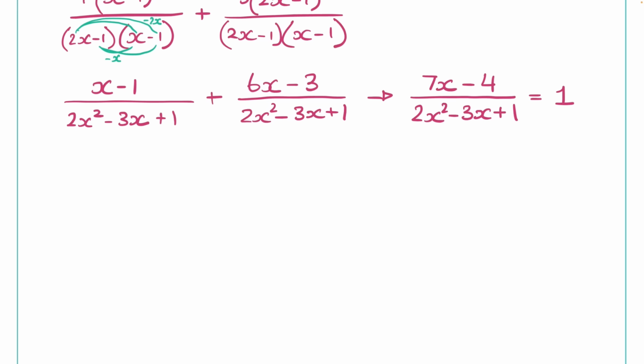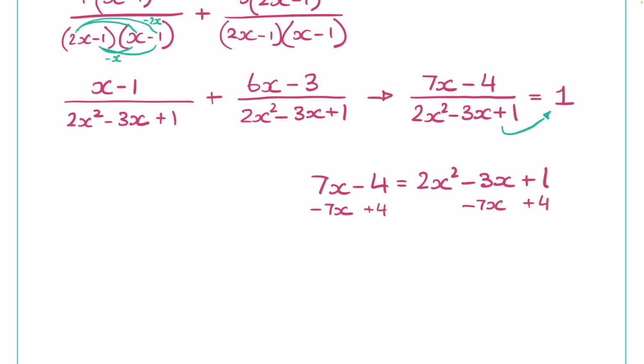Thankfully on the right it's only a 1, so we can times this denominator to the right and it will just be that denominator, because when we times it by 1 it doesn't change it. So we end up with 7x minus 4 is equal to 2x squared minus 3x plus 1. We can now make it equal 0. I'm going to move these pieces to the right, so I'm going to minus 7x and add 4. That's going to minus 7x from this 3x, and it's going to add 4 to the 1. That gives me 0 is equal to 2x squared minus 10x plus 5.